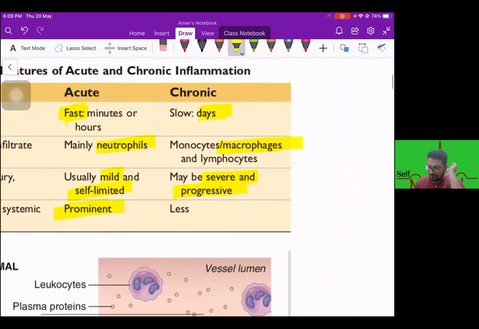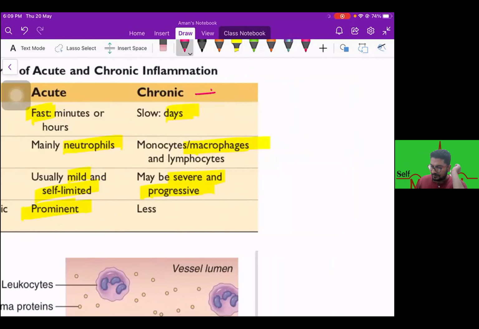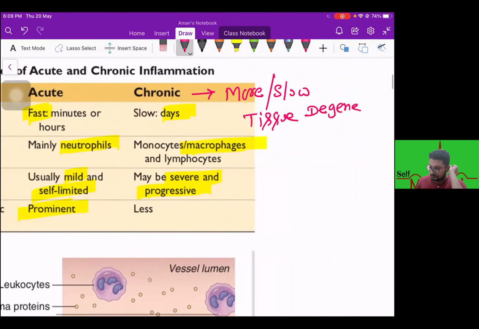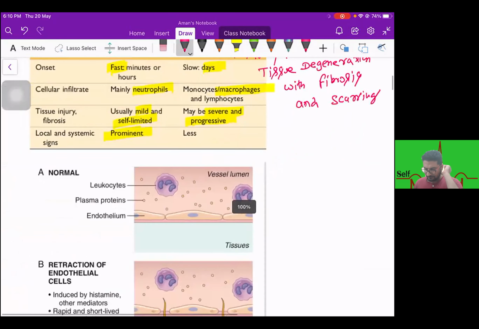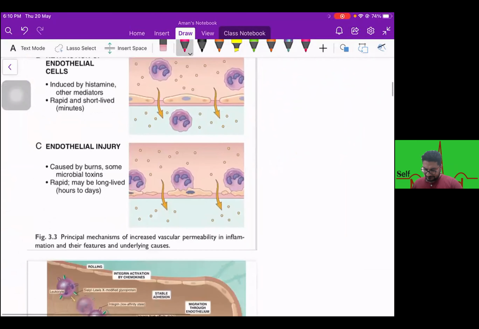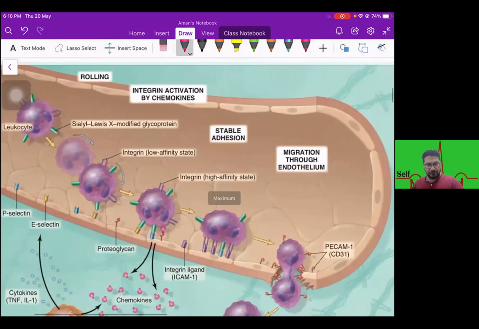Remember, in chronic inflammation, I just want to add one line. You will see more but slow tissue degeneration with fibrosis and scarring. Okay, then with this step, I just want to add a few things.